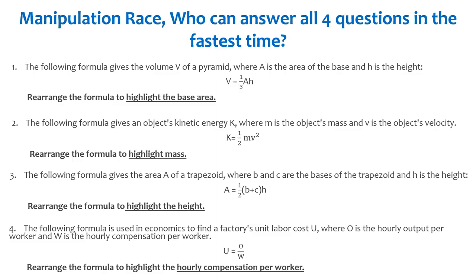Just to understand how this is done, the manipulation of finding the subject of the formula, who can answer all these 4 questions in the fastest time? Can you? The following formula gives the volume of a pyramid where A is the area of the base. Rearrange the formula to highlight the base area. What is the base area? The base area is A, there in the beginning. Number 1, find A to be the subject of the formula.